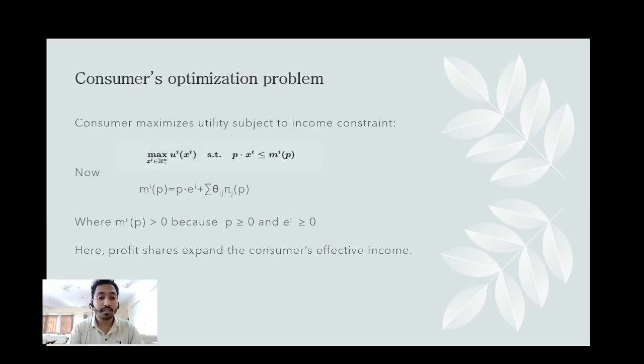So the total income of the consumer must be greater than 0, and also the endowment is greater than 0. Here profit shares expand the consumer's effective income. I hope you understand.